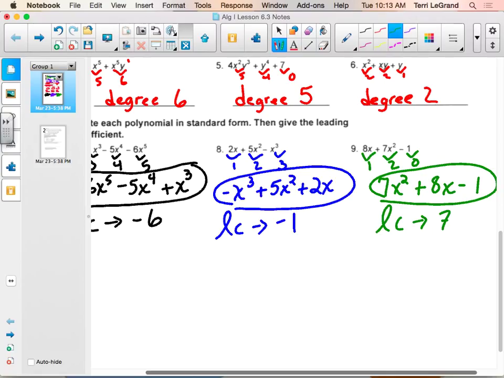Now, if you don't put it in standard form correctly, are you going to probably get the leading coefficient wrong? Yes, because we always look to the first monomial to get our leading coefficient. So if you don't have the correct leading monomial, you're going to have the wrong leading coefficient, okay? Anything we need to clear up on this side before we move on to the back side?